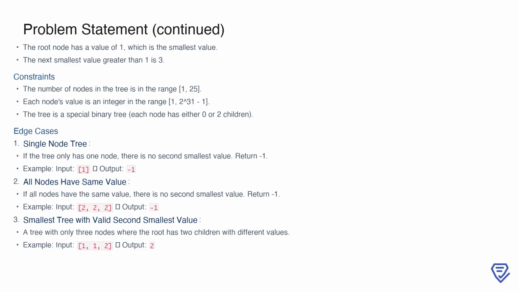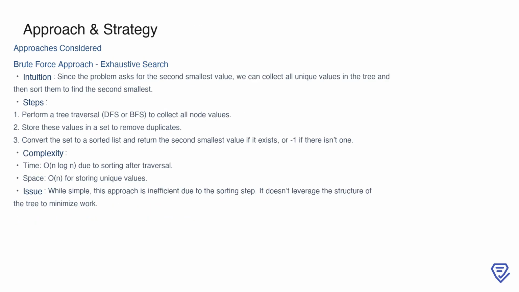To begin, let's consider the brute force approach, which relies on an exhaustive search to find the second minimum value. The intuition here is straightforward. We can traverse the binary tree to gather all the unique node values, store them in a set to eliminate duplicates, and then sort the set to identify the second smallest value. The steps involve performing a tree traversal using either DFS or BFS, adding each node's value to a set, and then sorting the set to access the second smallest element. If no second smallest value exists, we simply return -1.